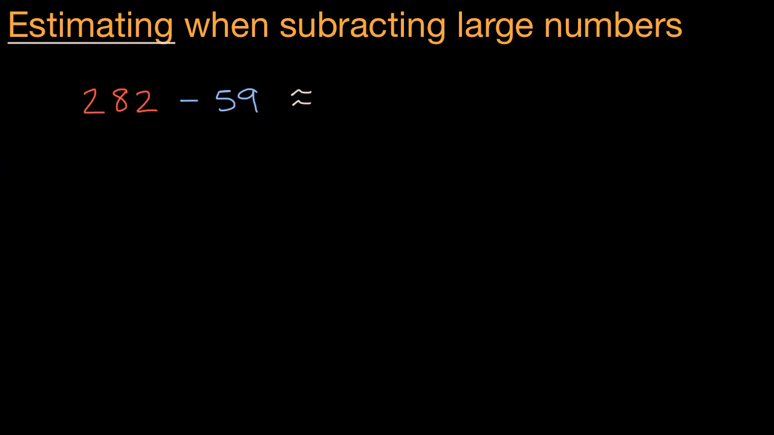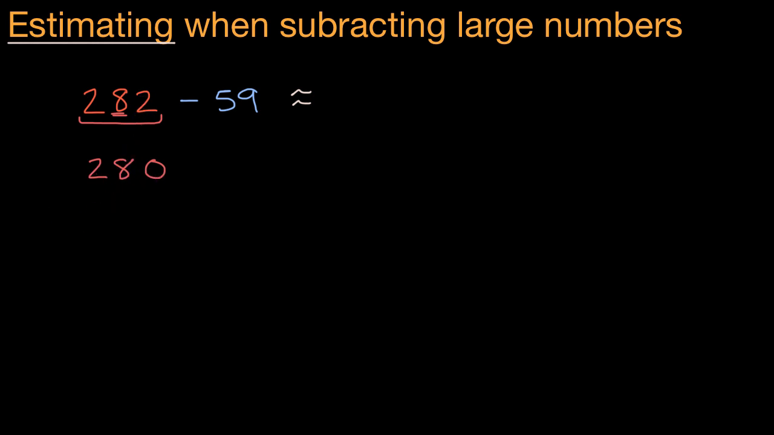And so we can start with 282. So 282, we could round it to the nearest 10, and what would that be? Well, the nearest 10 to 282 is going to be 280. One way to think about it is we look at the tens place. We're either going to go up to 290 or down to 280, and 282 is closer to 280, so that's why we round it down.